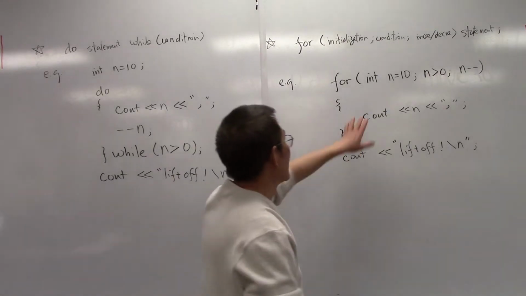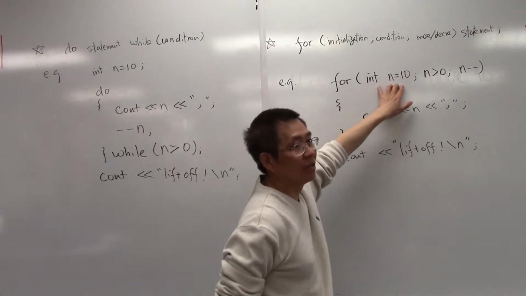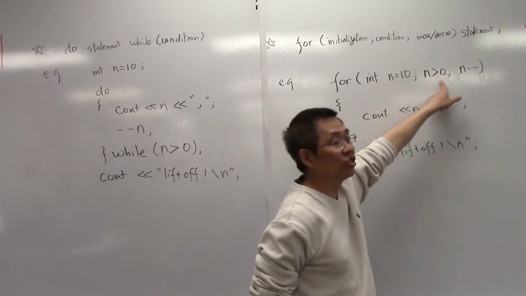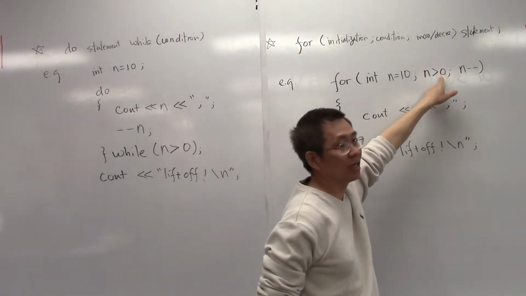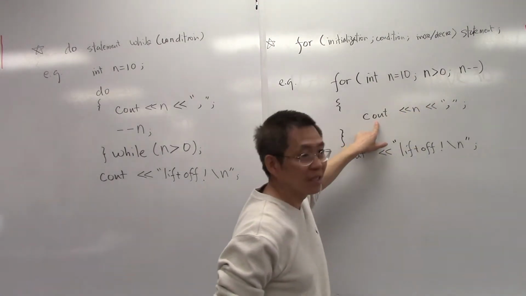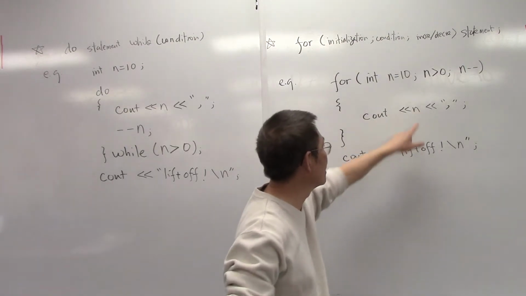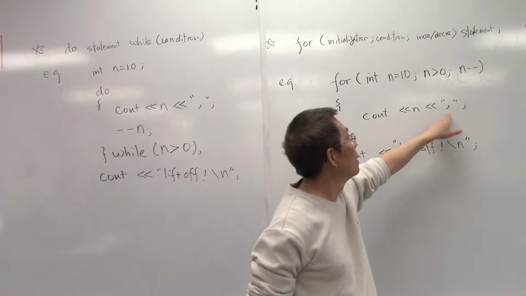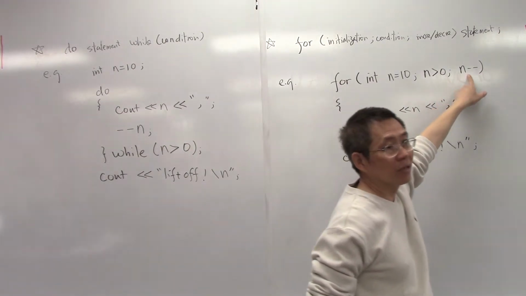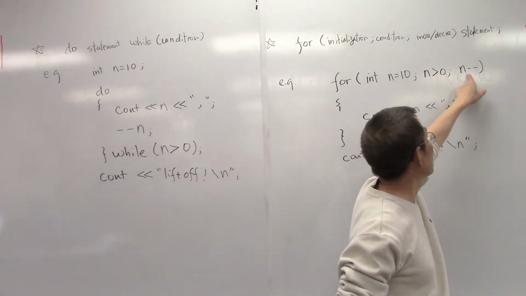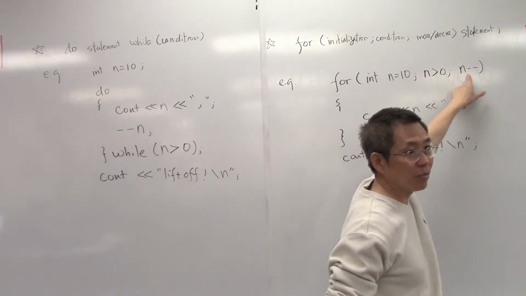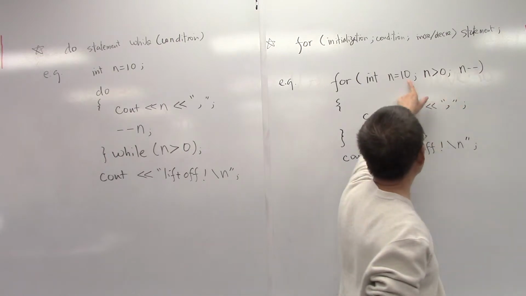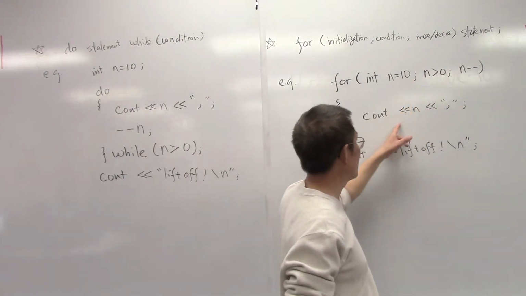Okay? Because the first time this is executed, n has the value of 10, and the condition is checked. 10, of course, is larger than 0. So this gets executed. You output the value of 10 on the screen, and then a comma. And after that, the increment or decrement is executed. So the value of n is reduced by 1. So it has the value of 9. And then the condition is checked and is still true. So this gets executed.